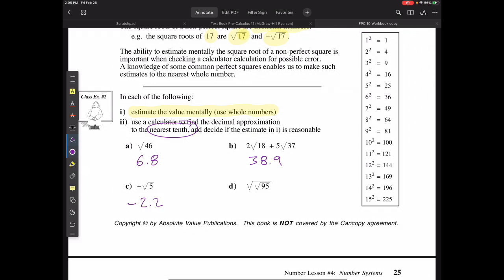And the square root of the square root of 95, you're going to have to either plug it in twice in your calculator, so the square root bracket 95, or you're going to have to take the square root of 95 and then take the square root of that answer, and that's going to give you approximately 3.1.